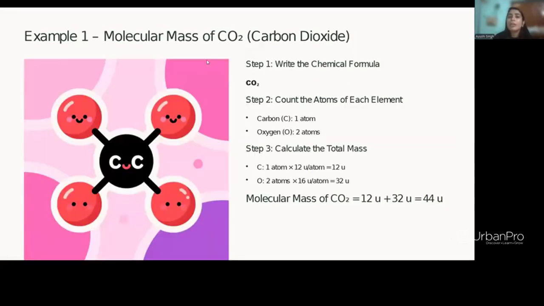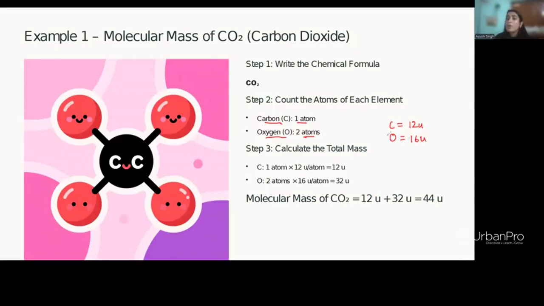So for example, the molecular mass of carbon dioxide. Here you write down how many atoms are used to make this whole molecule. For carbon, 1 atom is used. For oxygen, 2 atoms are used. So the mass of carbon is 12 u, right? And the mass of oxygen is how much? It's 16, right? 16 u.